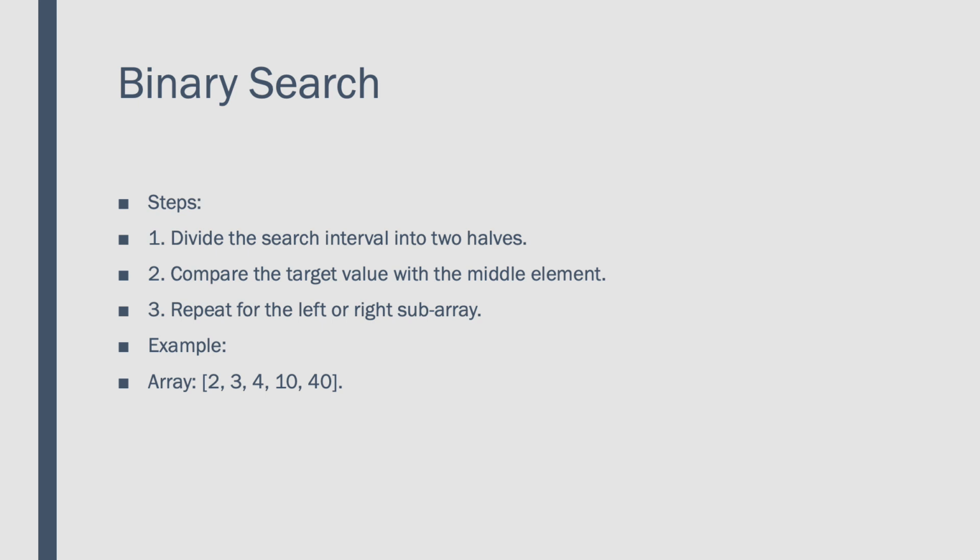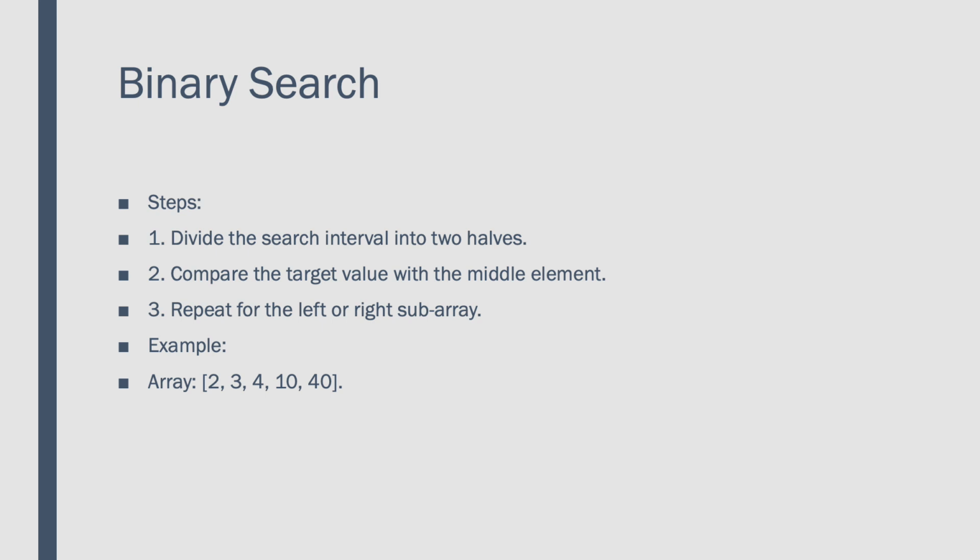Now, the first step is divide. We split the search interval into two halves by finding the middle element. Then we check if the middle element is equal to the target value. If it matches, we have found the target. If the middle element is greater than the target, we repeat the search in the left half. If the middle element is smaller than the target, we repeat the search in the right half. We continue this process until the target is found or the interval becomes empty.